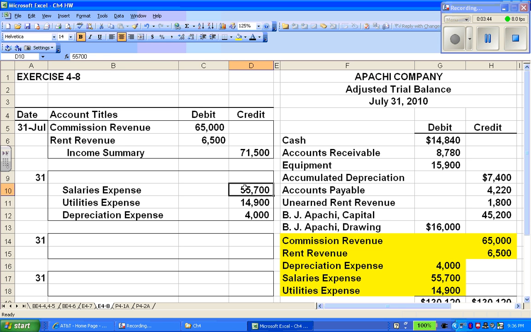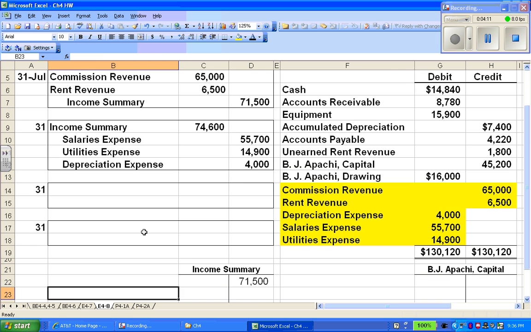If I total these 3 up, my credits come out to 74,600. So I know I'm going to have to debit an account for that, and that account will be the income summary account. So that's our second journal entry in closing our books for the year. I'm going to debit the income summary for 74,600. So if I go down to my T account and just plop that amount in there, 74,600.